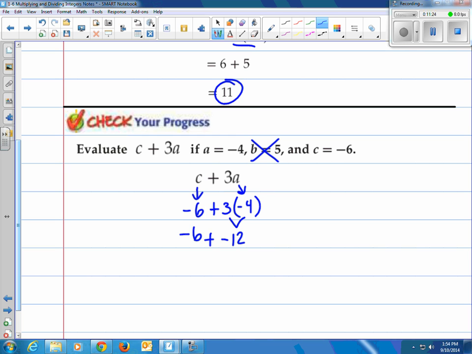Well, that's easy from the other day. When we have two negatives and we're adding them, we're going to have a negative answer, and all you have to do is add the 6 and the 12. And that's 18. So our final answer is negative 18.